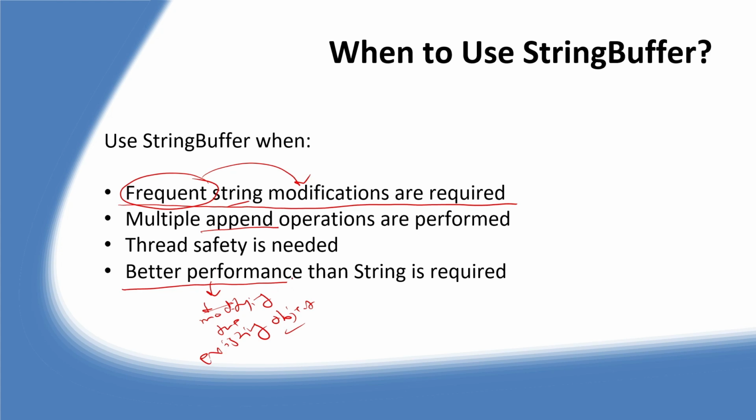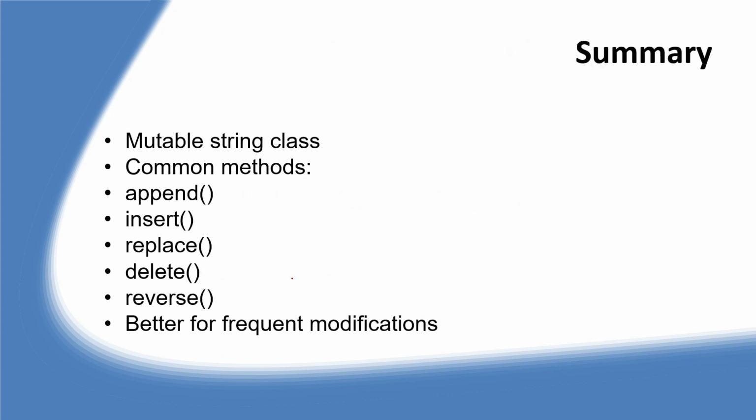So let me quickly summarize what we have learned so far. StringBuffer is a mutable string class. It is used for string manipulation, string modification. And we explored the common methods: append, insert, replace, delete, reverse. We have seen all these methods with proper examples. And it is better for frequent modification.